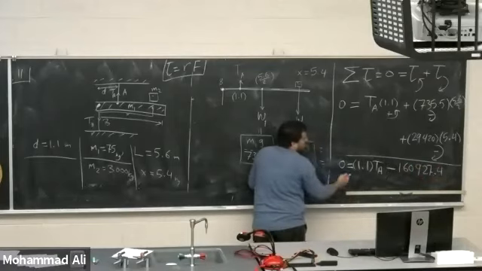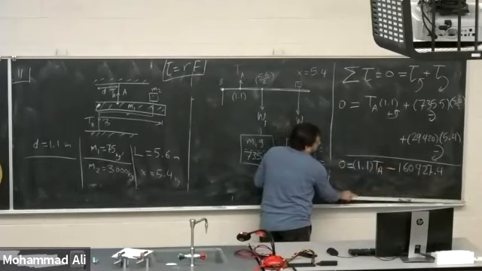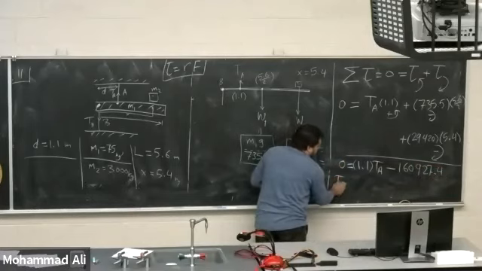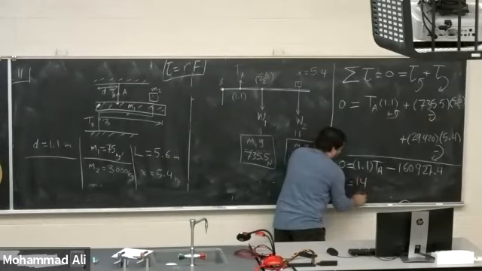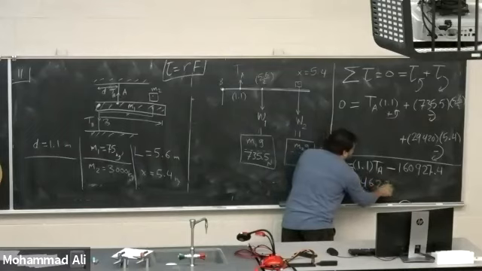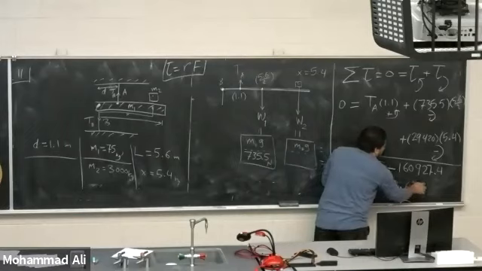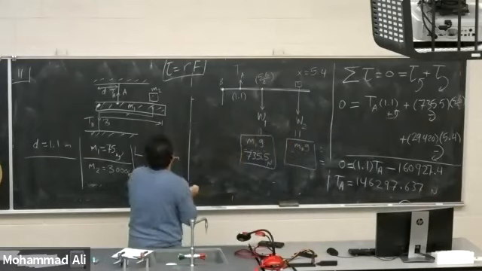Okay. Now move this to the opposite side. Divide over 1.1. So TA will be equal to 146,297.637 almost newtons.